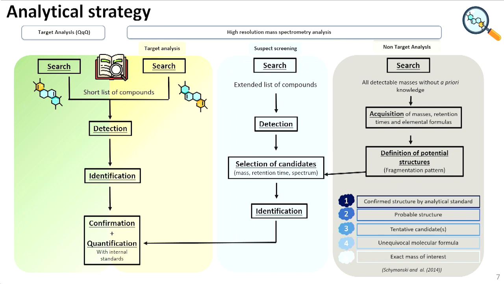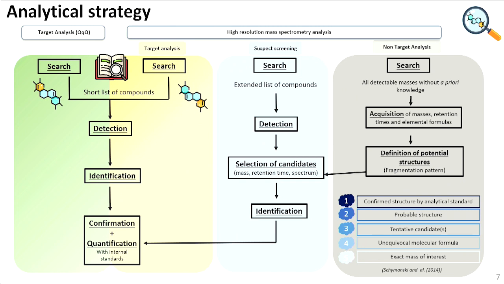quantitative, qualitative, or semi-quantitative, and its aim is to search for an extended list of compounds in the sample, and then the identity of some candidates can be validated with the standards according to several parameters, such as the mass, the retention time, or the MS2 spectra.